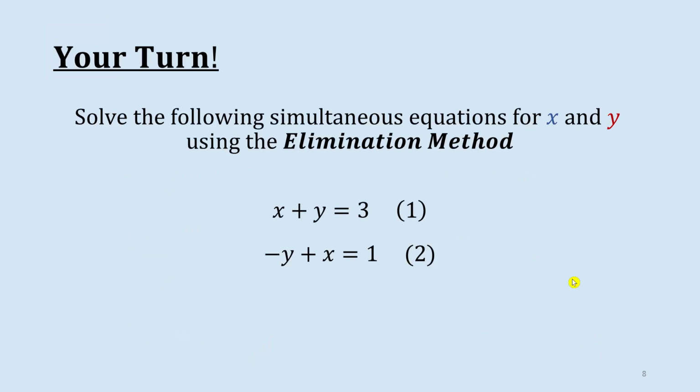Now it's your turn. You have a try. Try and solve these simultaneous equations for x and y using the elimination method. So what's equation 1? x plus y equals 3 and minus y plus x equals 1. So you guys have a go.